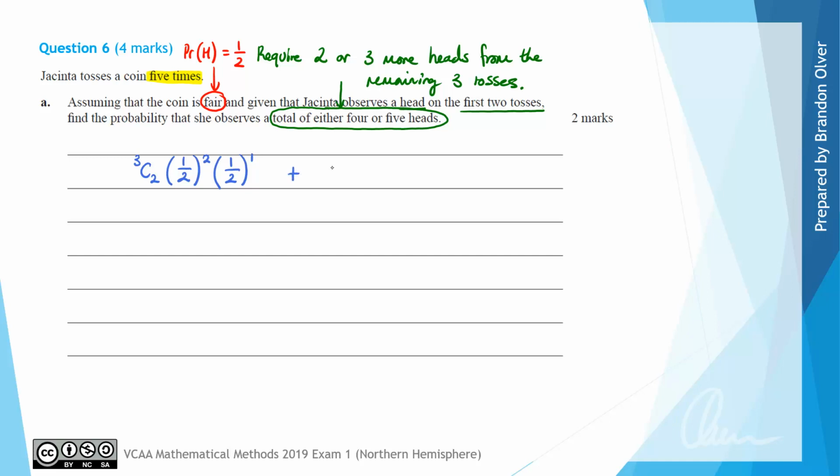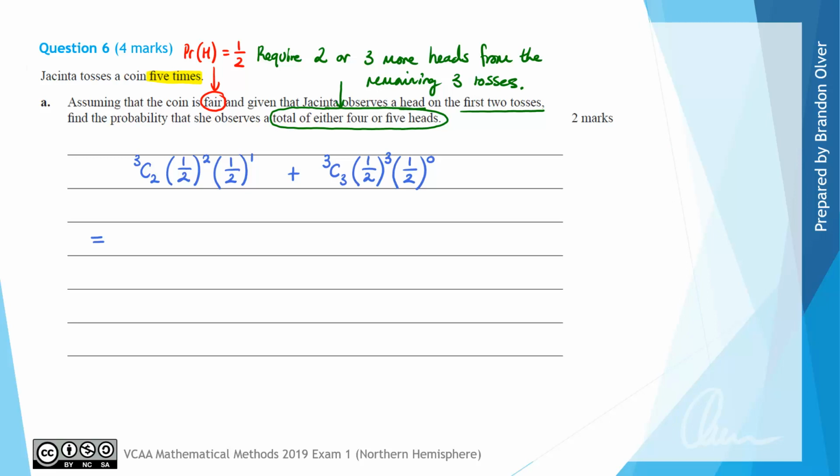We then also add on to that the case where we get 3 more heads from 3 tosses, which is going to be 3 choose 3. Then it's the probability of obtaining a head, which is half to the power of 3, and then the probability of failure to the power of 0. So our job now is to evaluate and simplify that expression.